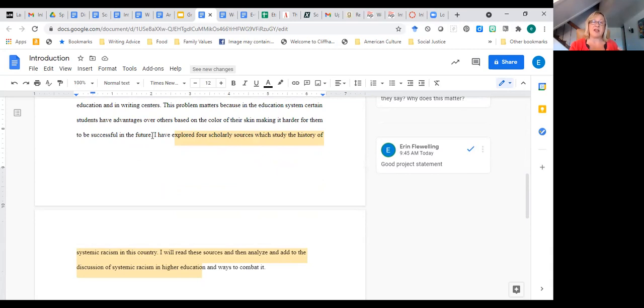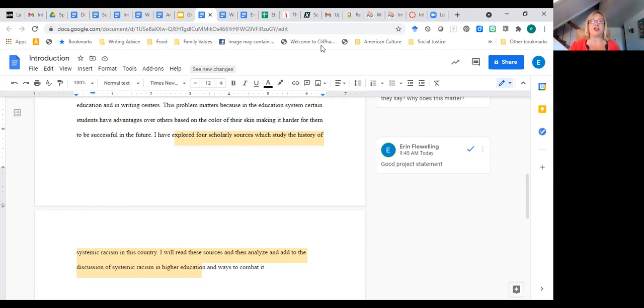But in the discussion session, it's really important that whatever you do, you are developing that. How are you adding to it? How does it affect higher education? And how can higher education combat it? When you say you're going to do something, it's important that you do that, and that should be sprinkled throughout your paper.